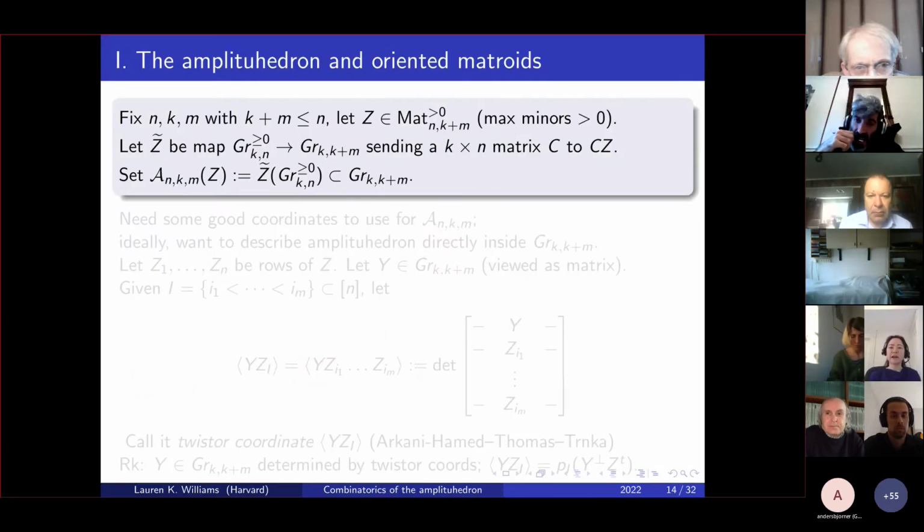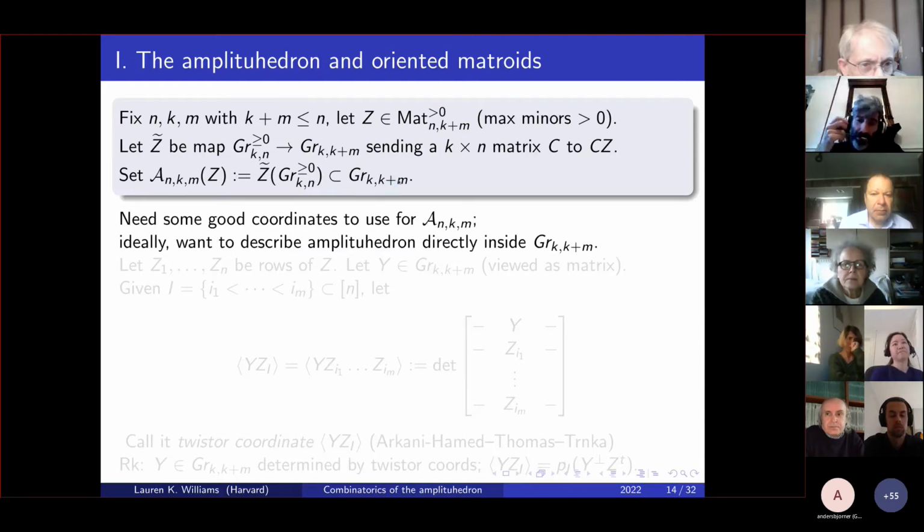Okay, so now I want to talk about basically the viewpoint of oriented matroids and the amplituhedron. Again, I'm trying to put the definition of the amplituhedron at the top, just in case people forget. So the amplituhedron is a subset of the Grassmannian of k planes in k plus m space. And the definition is a little indirect, right? It's the image of the positive Grassmannian under some map. And so what would be really nice is to have some good coordinates so that we can talk about the amplituhedron directly inside of this Grassmannian.